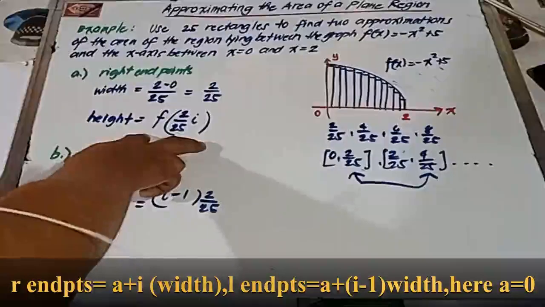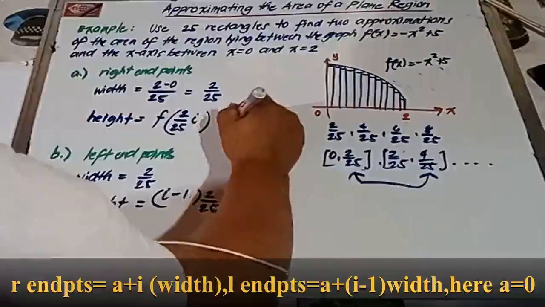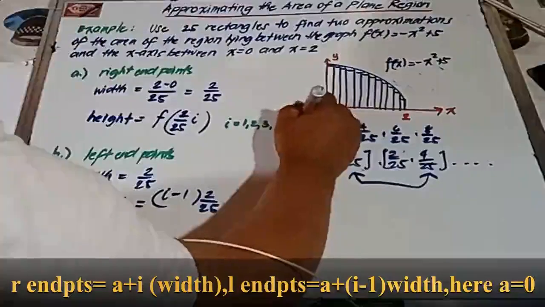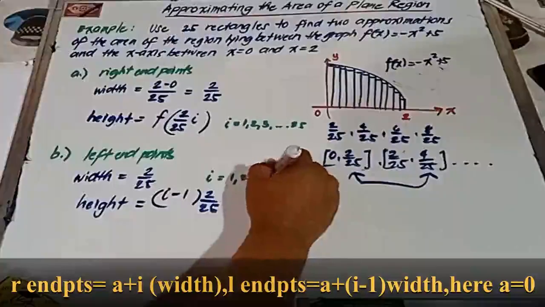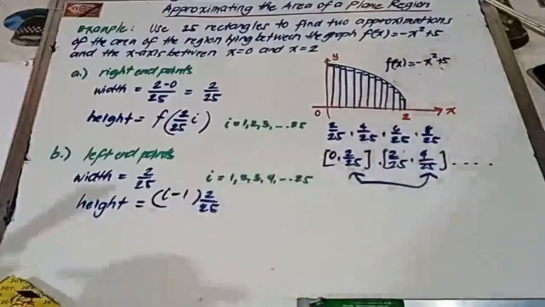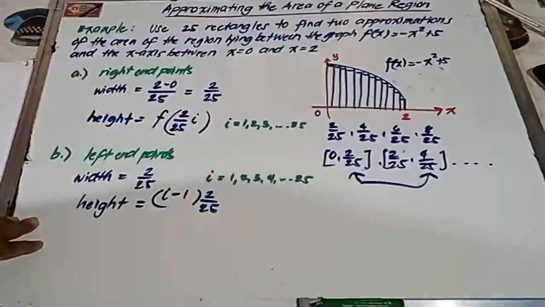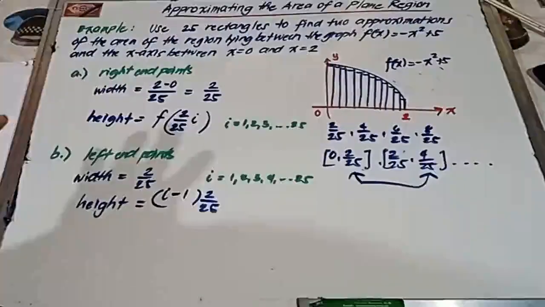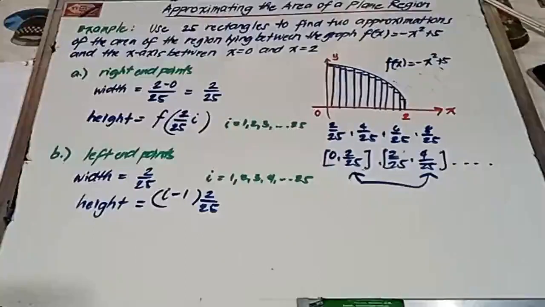And for the right endpoint, we're going to use 2 over 25 times i. By the way, yung ating i is 1, 2, 3, until 25. Ganun din dito, i equal to 1, 2, 3, 4, until 25. We're going to approximate now the area of this region bounded by the function f of x equals negative x squared plus 5, x equals 0 to x equals 2, using the right endpoints and left endpoints ng ating constructed rectangles doon sa ating region na hinahanap.